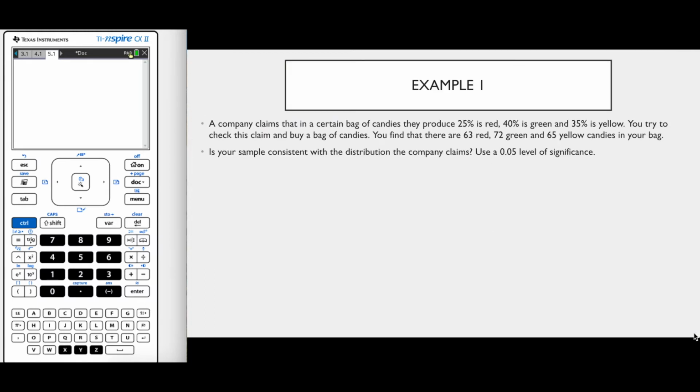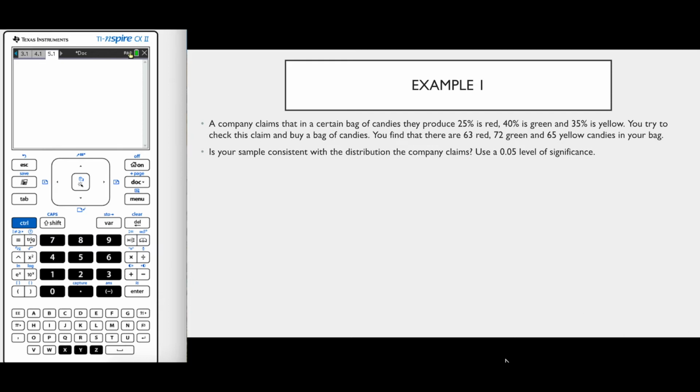A company claims that in a certain bag of candies, they produce 25% red, 40% green, and 35% yellow. You try to check this claim and buy a bag of candies. You find that there's 63 red, 72 green, and 65 yellow candies in your bag. Is your sample consistent with the distribution the company claims? Use a 0.05 level of significance.